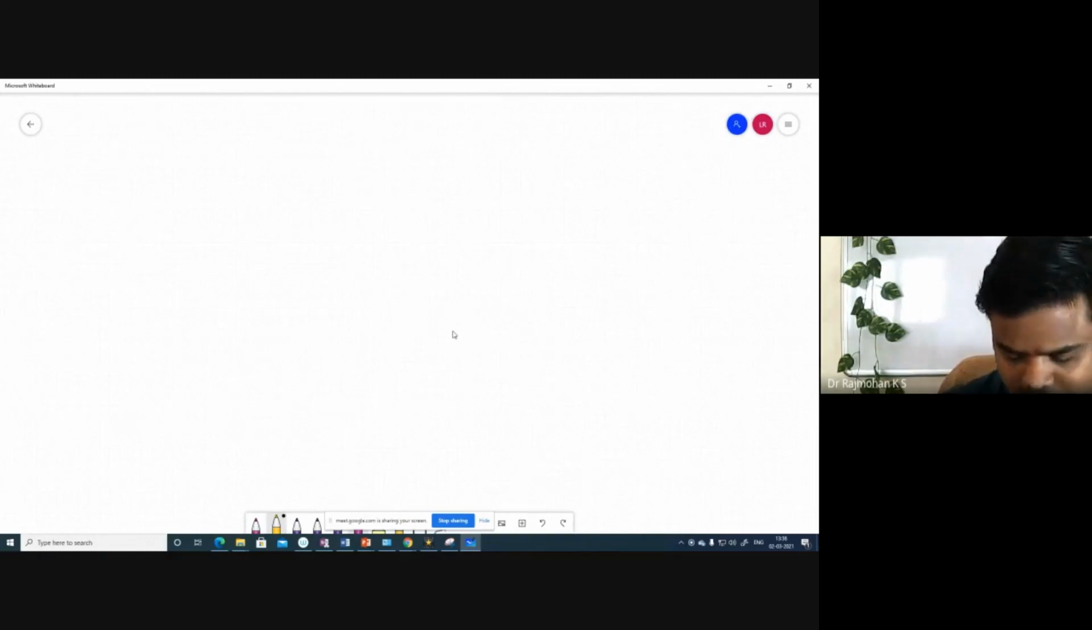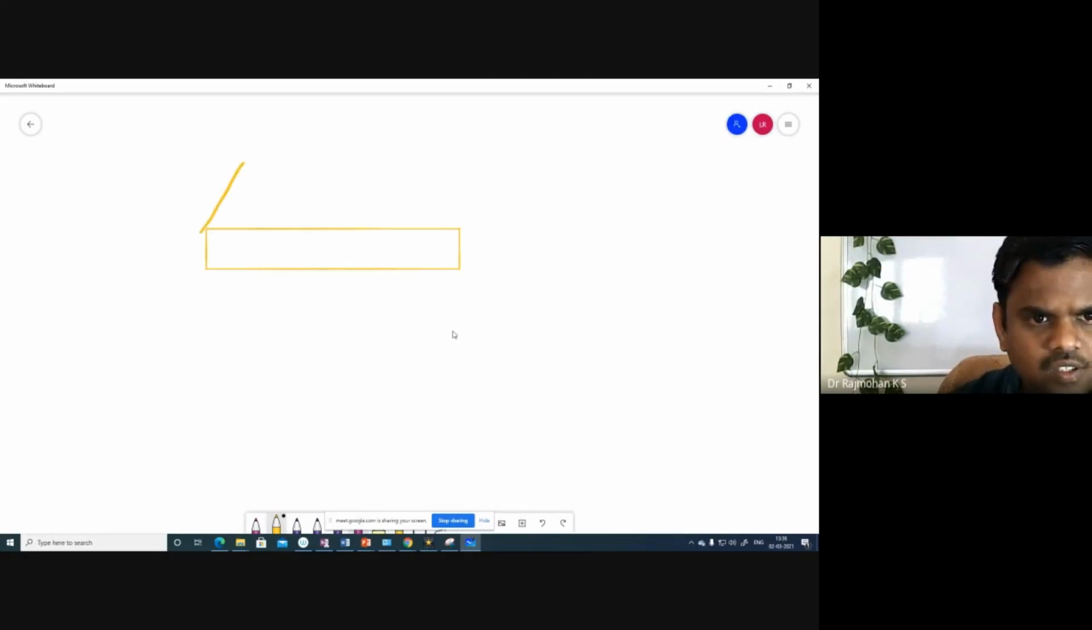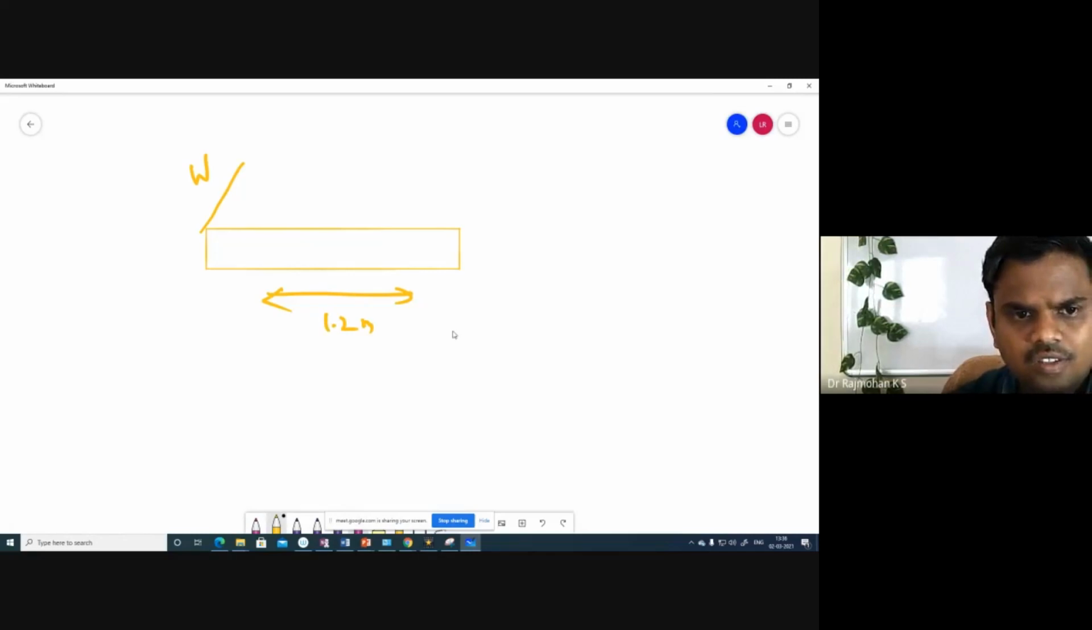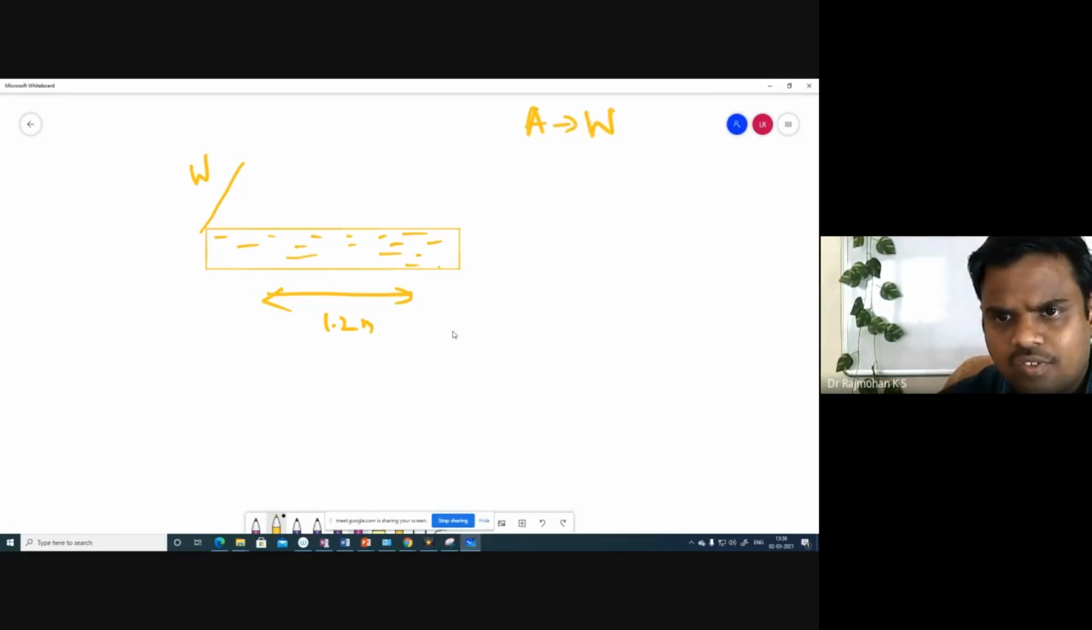Well, what is the system here? So we have a liquid, we don't know the width. The width is W, but the length is given, 1.2 meters. So actually it is a container which has the liquid, and the liquid is water. So our system is water or water vapor.